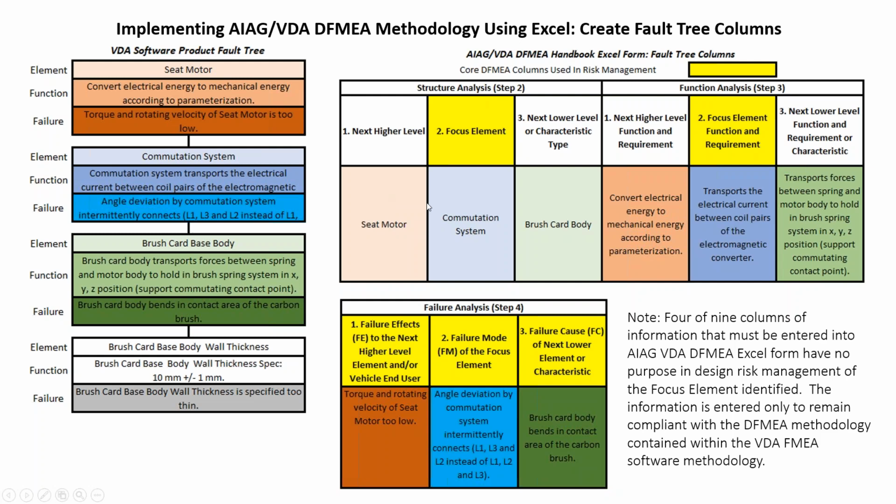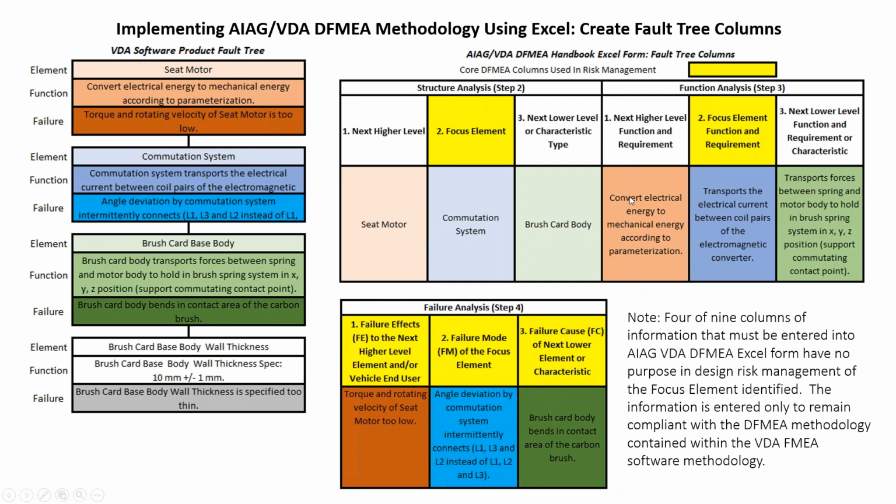We've got to go seat motor, the commutation system, the brush card body. Then we have to do our requirements: converted energy, transport. We've got to put these three in here. And then the next thing is we've got to put our failures in. So bottom line is they created an Excel spreadsheet that will allow you to capture the fault tree.